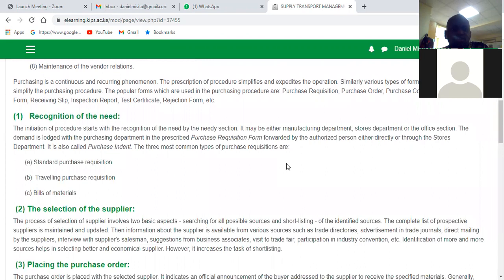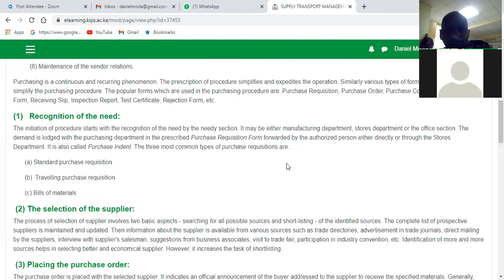So the first one is recognition of need. How do you recognize a need in an organization? It must emanate from the needy section within the organization. And the needy sections are the user departments that require items for purposes of doing a certain activity or for purposes of doing its operation effectively.